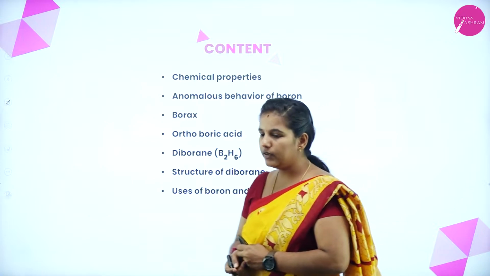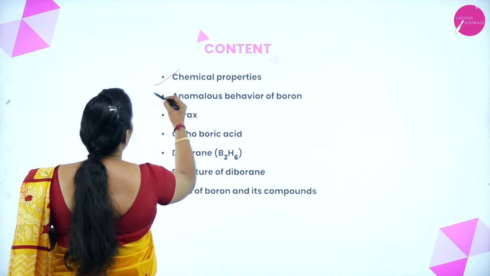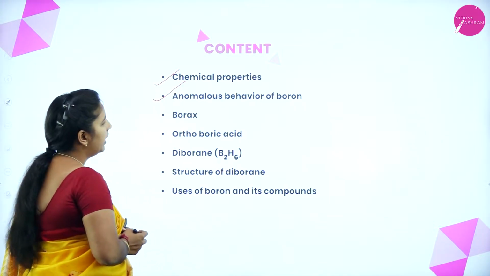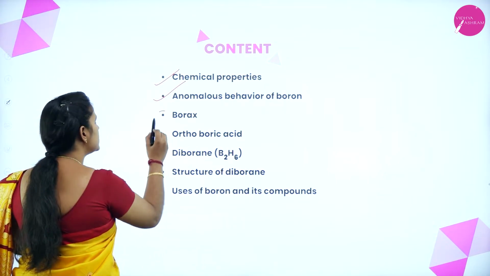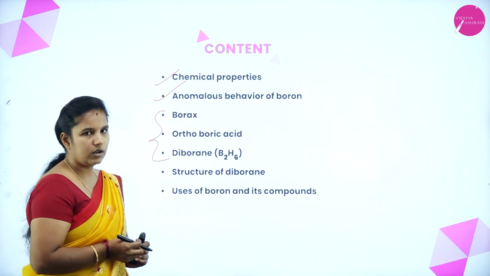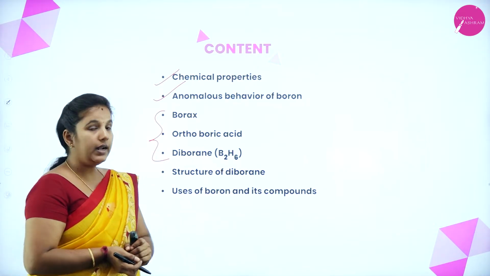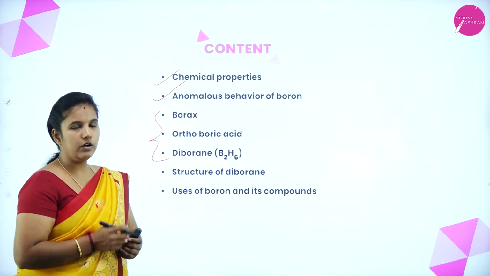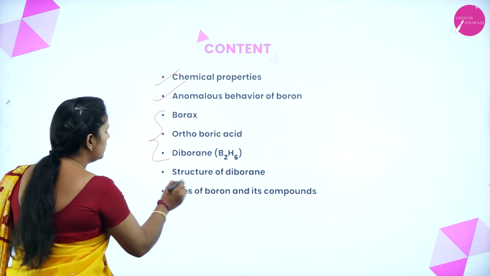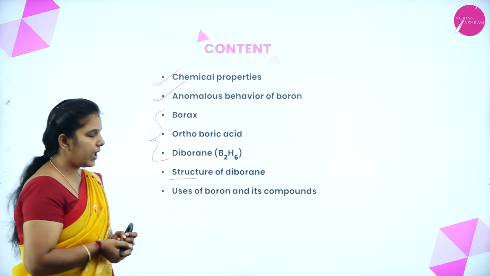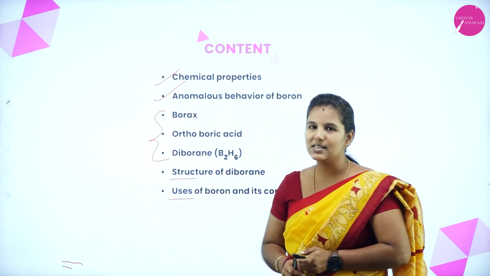Today we will continue with some of the chemical properties, and also discuss the anomalous behavior of boron. After understanding the anomalous behavior of boron, we are going to understand some of the important compounds of boron, that is, borax, orthoboric acid and diborane. For all these three compounds, we are going to discuss their preparations and some important properties. Also, we will discuss the structure of diborane and the uses of boron and its compounds in this session.